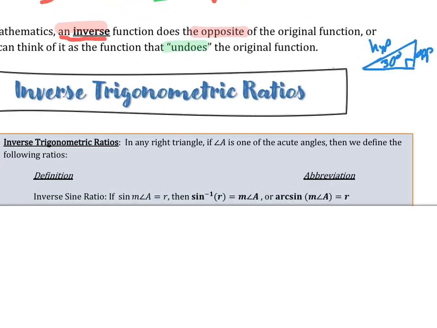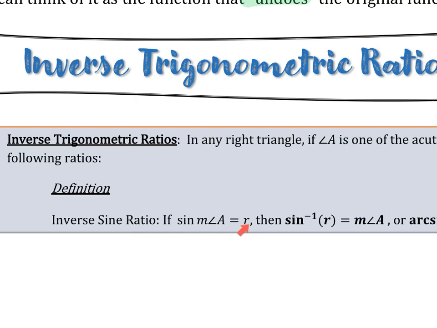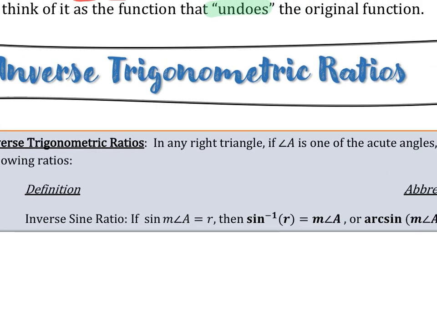The inverse sine ratio just says that if the sine of angle A is R, so we've got the angle measure and we've got some ratio, then we can go backwards. If we do sine -1, it looks like a -1 power, but it's not really an exponent. We read this as the inverse sine of R is the angle. So the inverse sine of the ratio is the angle.